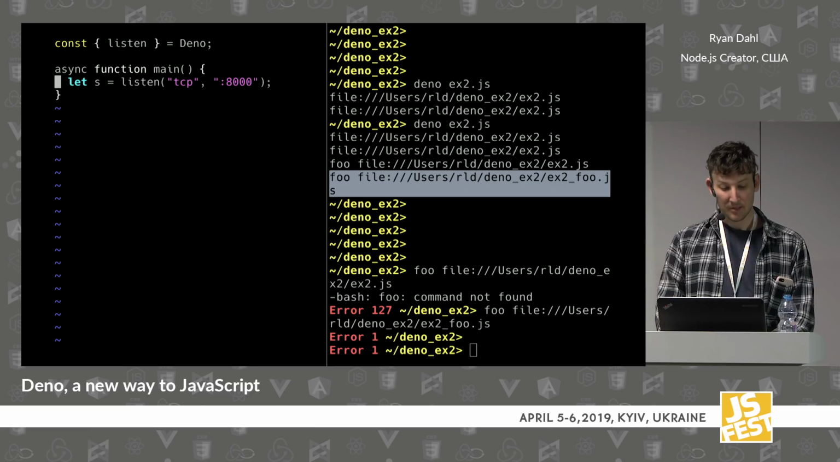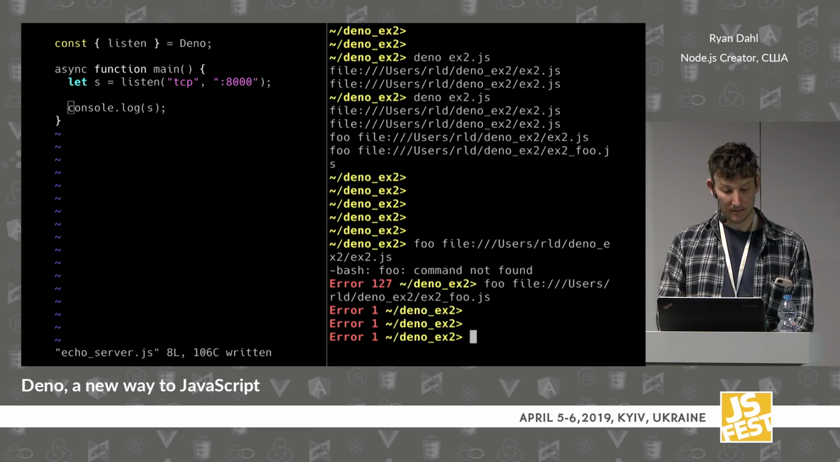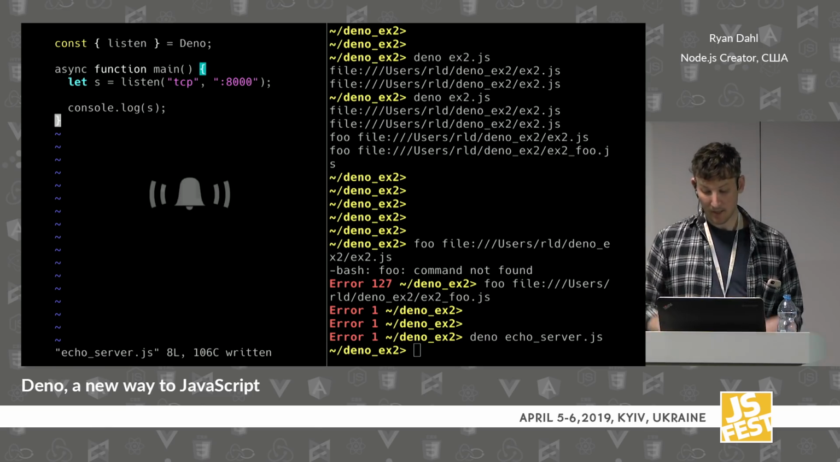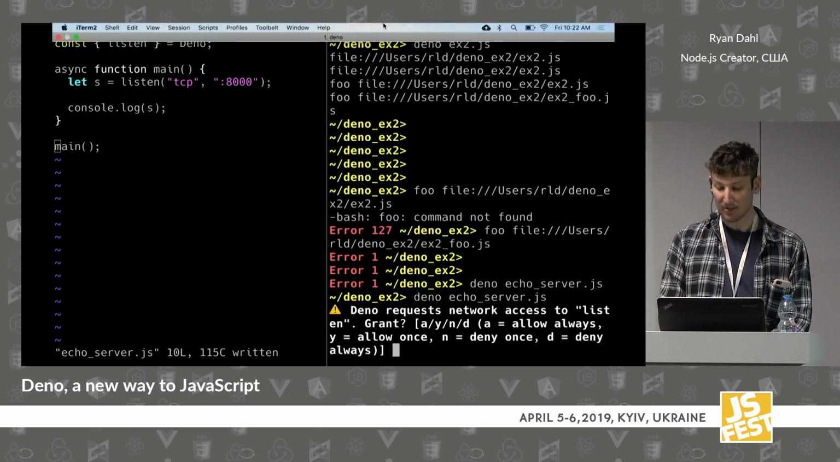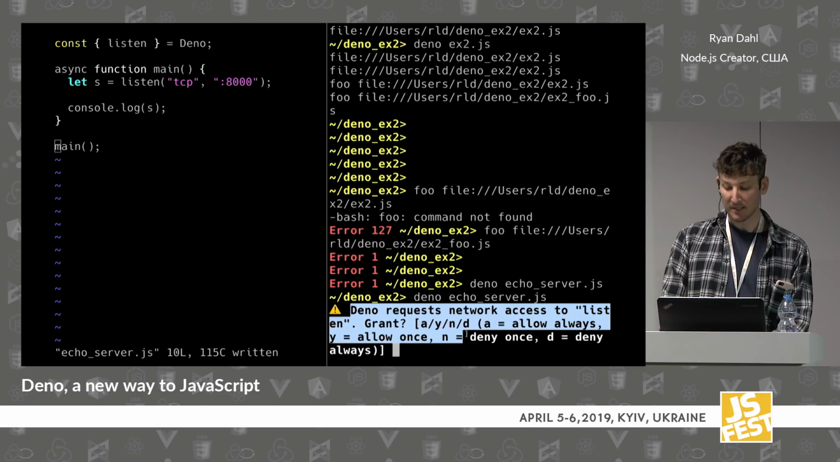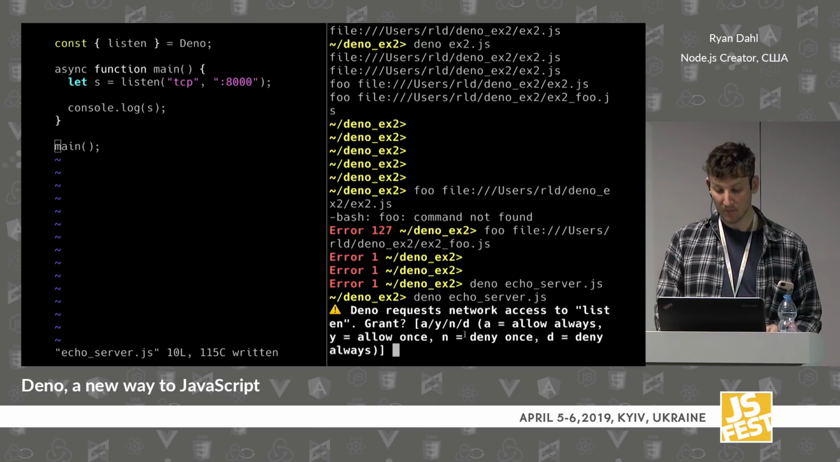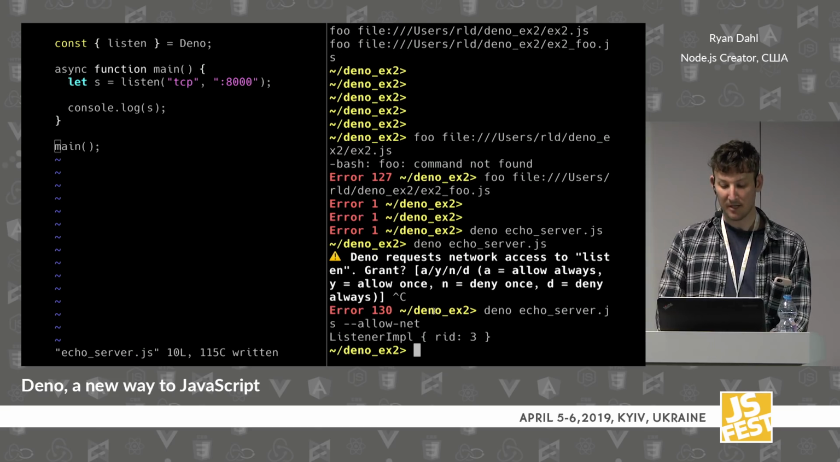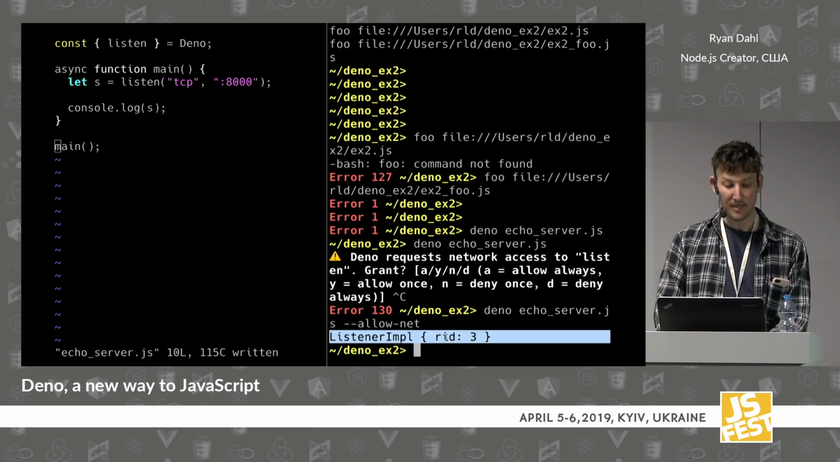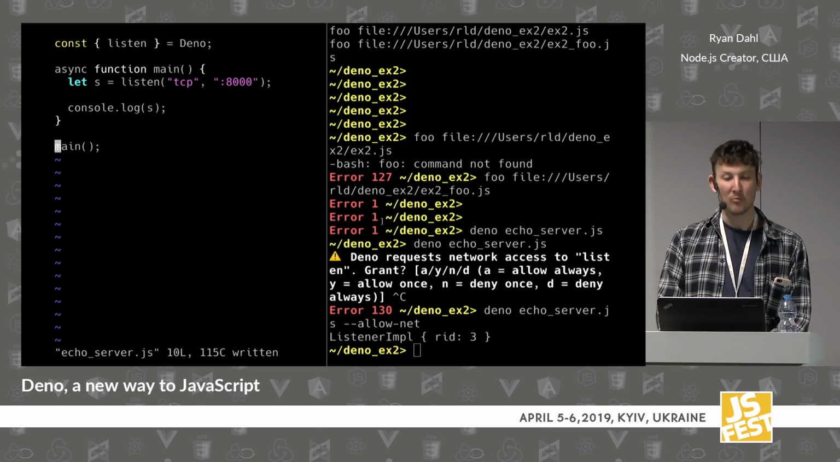And just to make sure that everything is working, let me just log that and see if that works. So deno echo server.js. Oh, didn't do anything. Oh, got to actually call main here. Okay, so again, we get this prompt, Deno requests network access to listen. Should we grant that? Well, let's just say allow net. Okay, so we've got a new listener socket here, right? RID 3.